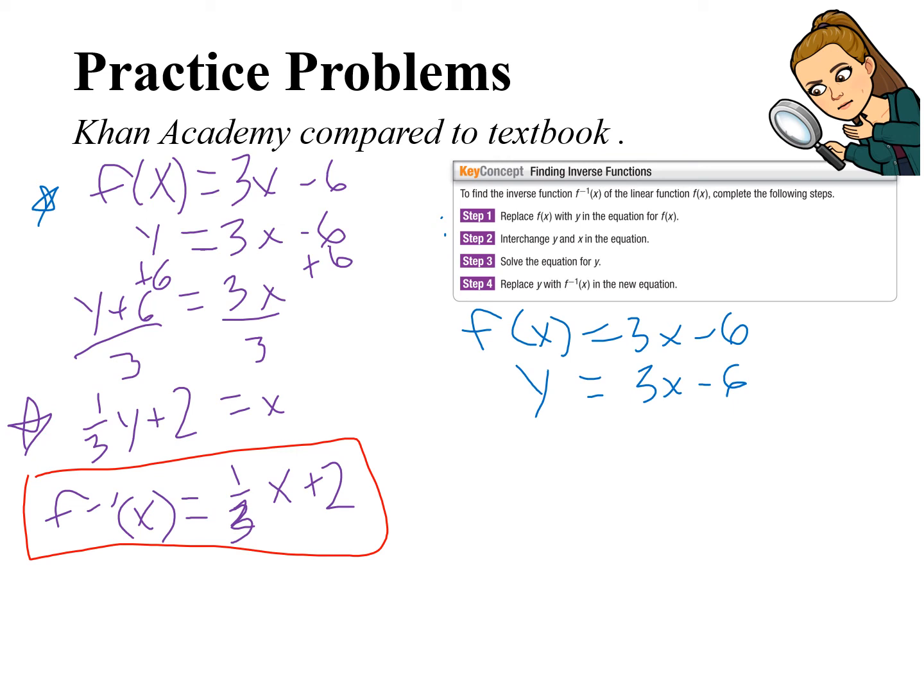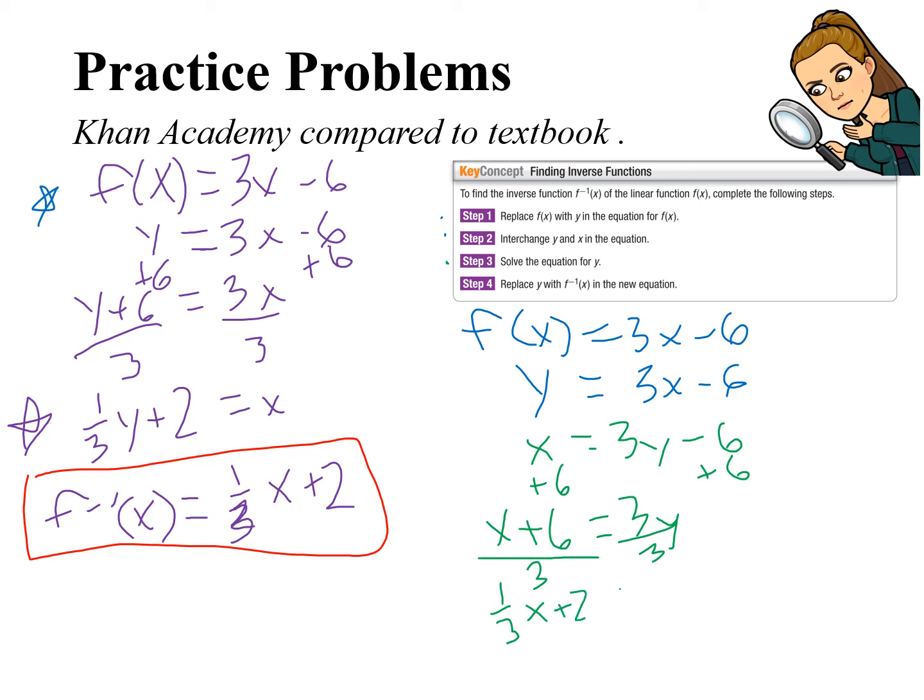So what we're going to do is now turn this into x equals 3y minus 6. And we're going to shuffle around to get y all by itself. When I do that, I get x plus 6 equals 3y. And I divide by 3, and I get 1/3 x plus 2 is going to equal y. Well, this new idea for y is really that inverse. So it's f inverse of x, the inverse of f of x.